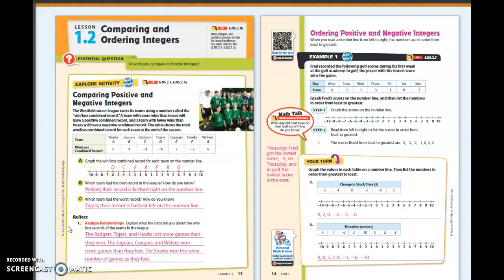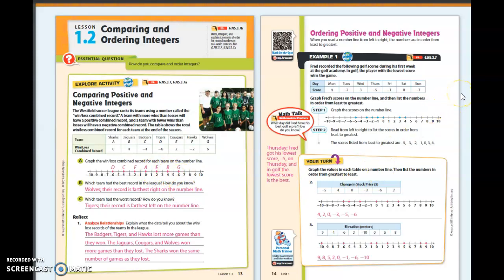When we analyze the relationship, which is a very important part, we're trying to make connections because good mathematicians do that. They look for patterns and relationships and connections. It says, explain what the data tells you about the win-loss records of the teams in this league. Well, the Badgers, the Tigers, and the Hawks, they lost more games than they won. The Jaggers, the Cougars, the Wolves, they won more games than they lost. And the Sharks won the same number of games as they lost. That is why the Sharks are at net 0. So just looking at that graphing information, I'm able to then draw conclusions.